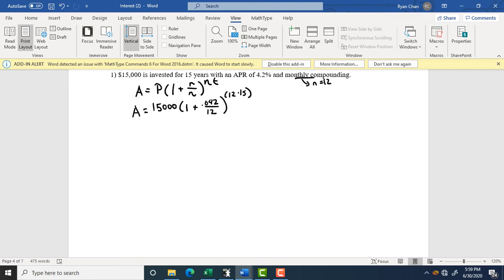Okay. So what I'm going to do is I'm going to do 0.042 divided by 12. So I want to do this part here first. So I have 1 plus 0.0035. Okay. I want to do parentheses for both. So 1 plus 0.0035 is 1.0035. I'll do 12 times 15. That's going to be 180.